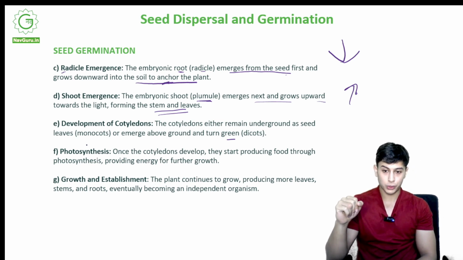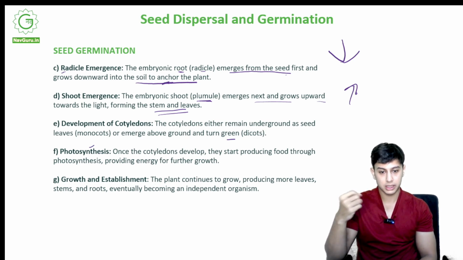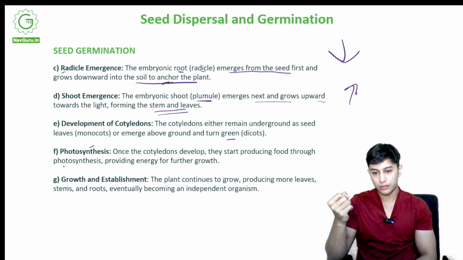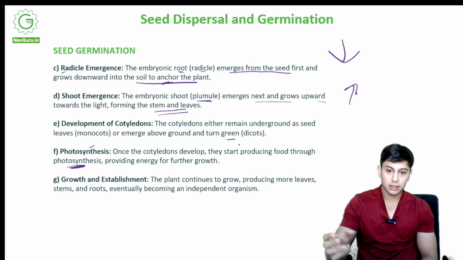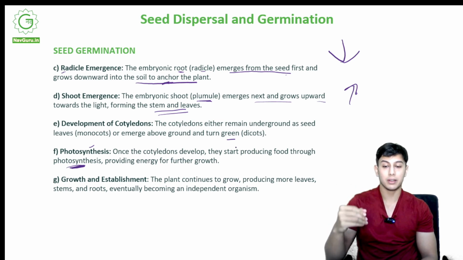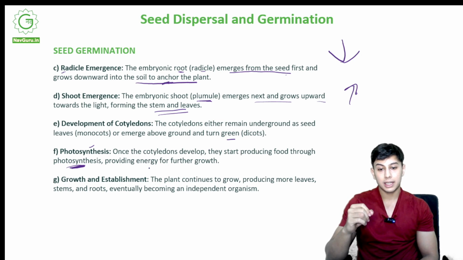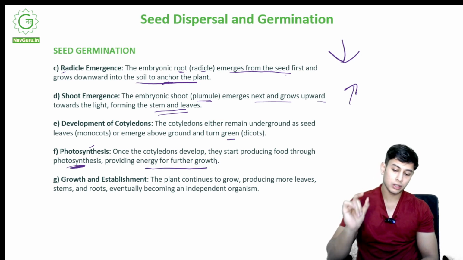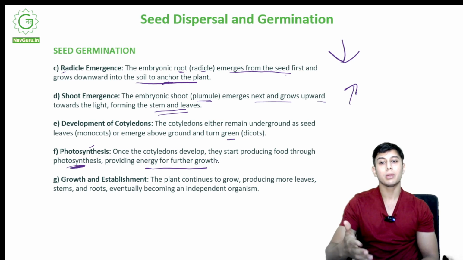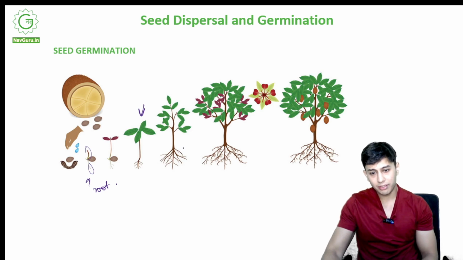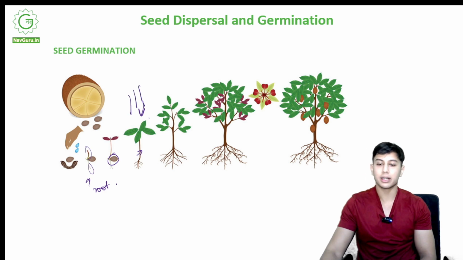Okay. Now we come to photosynthesis. What is photosynthesis? Once the cotyledons develop, they start producing food through photosynthesis. Now they contain chlorophyll. Now it has leaves. It starts providing energy for further growth. Now all the food has been used out of the cotyledons. Now it will make its own food through photosynthesis. See over here. After this has been used, now it has leaves. Leaves contain chlorophyll. They will take in sunlight and help the plant grow further through photosynthesis.